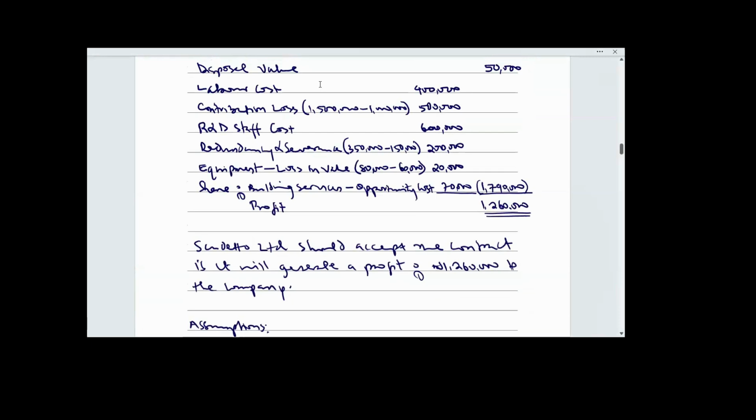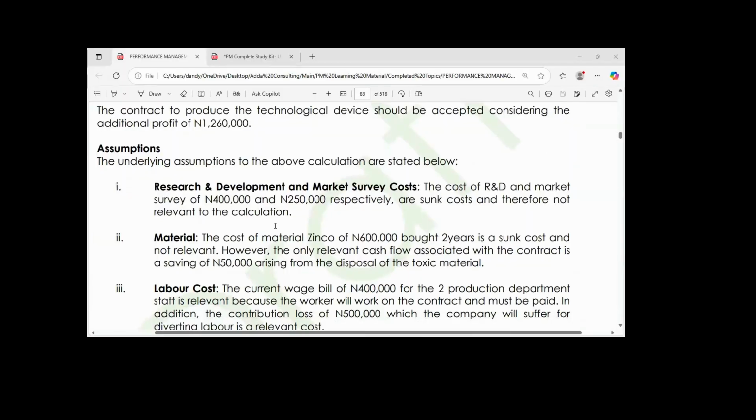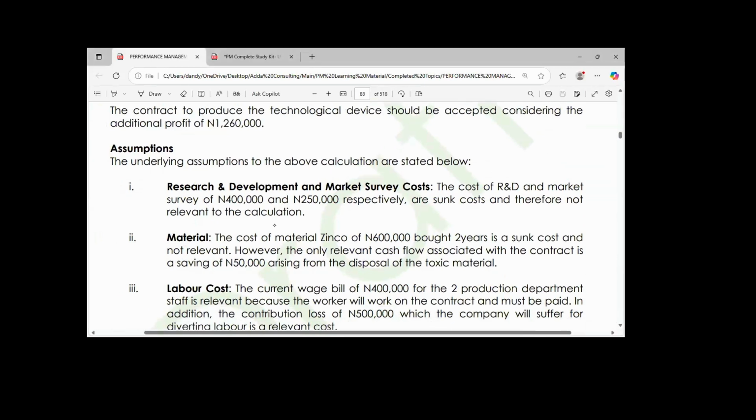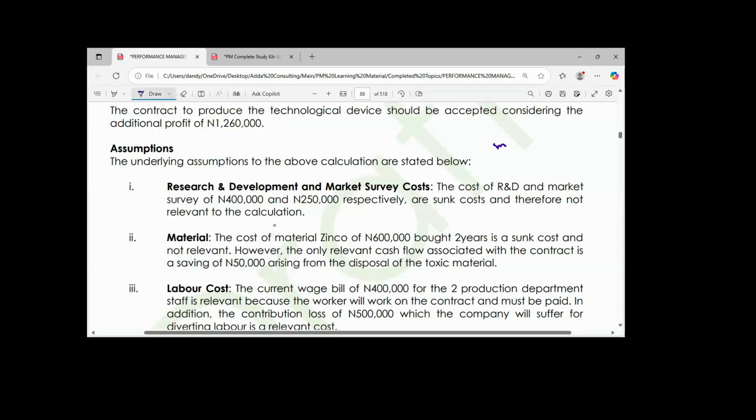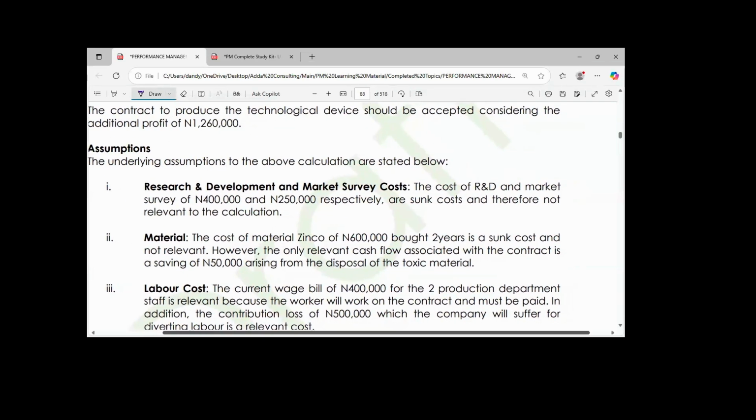So before I switch, let me know if you have any question for me on this. So you need to state your assumption. Let me stop sharing this. And like I said, the assumption is not something that you are going to fabricate. It's something that is already in the question. The examiner is only asking you to state the basis of your calculation. How have you arrived at your numbers? That's what the examiner is saying when he says you should state your assumptions.